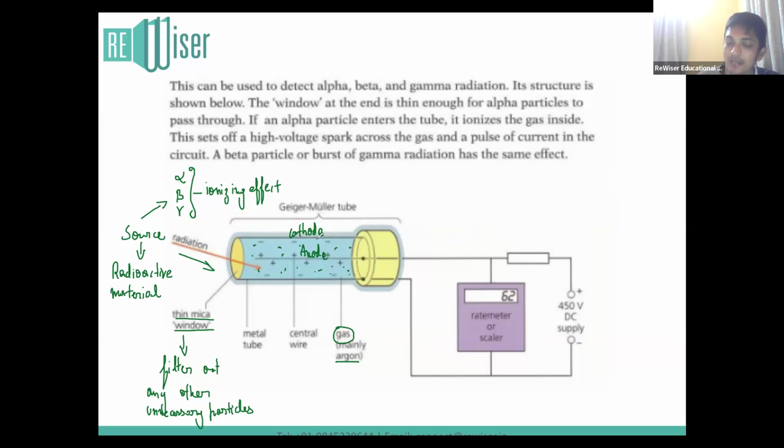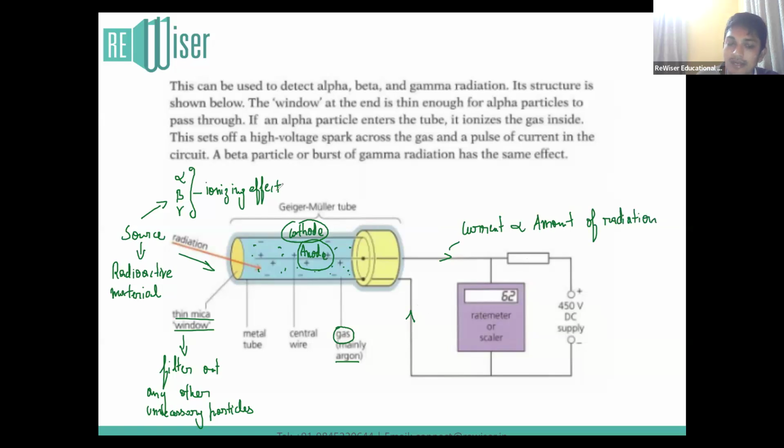And when they ionize this argon gas, the ionized gas molecules get collected at either the anode or the cathode. And when they get collected there, they basically produce a current. So this current is an indicator of the amount of radiation produced.